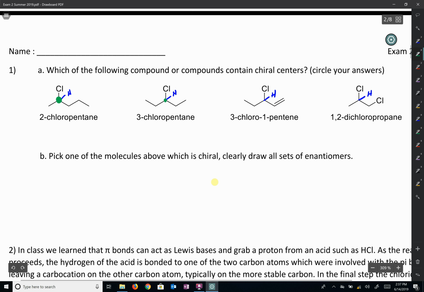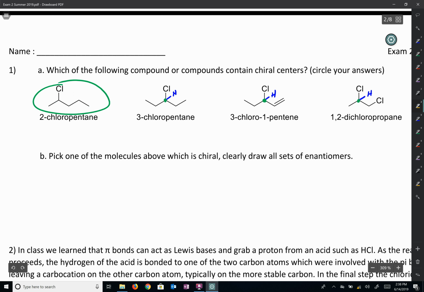So I'm looking at these carbons right there. We have a chlorine, we have a hydrogen, we've got a methyl group over here, and then we've got that propyl group over there. So this is a chiral center. So that's a chiral center.